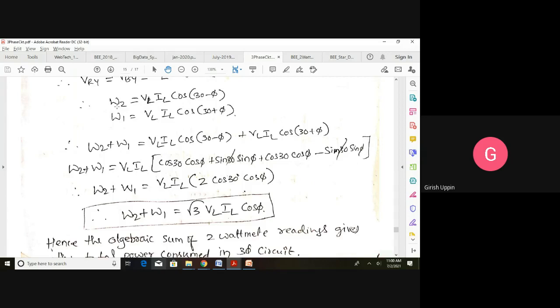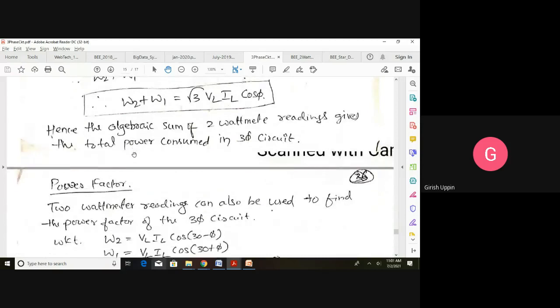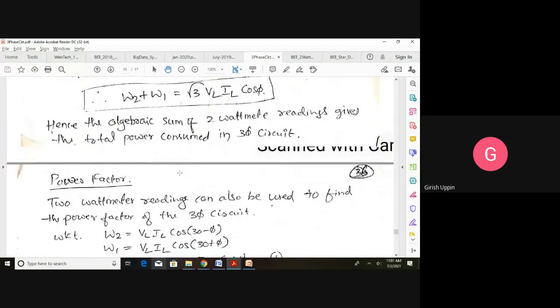In that case, you have to remember 350 watt, whichever is the highest number, is the W2. And the W2 equation, you have to remember, is VLIL cos(30 minus φ), okay, and W1 is VLIL cos(30 plus φ). So these are two important equations. Now, using the wattmeter readings, we can also find the power factor.